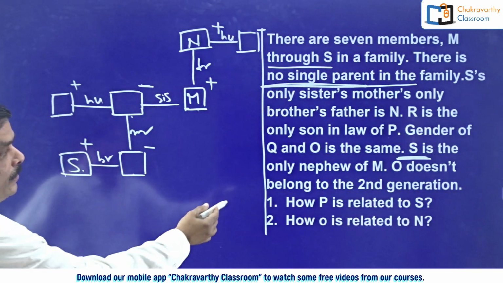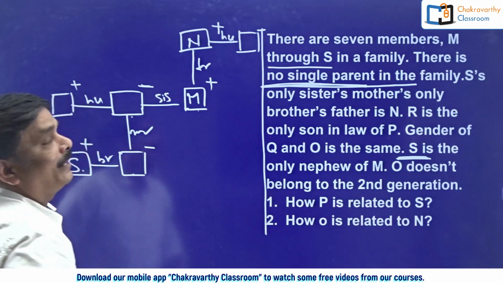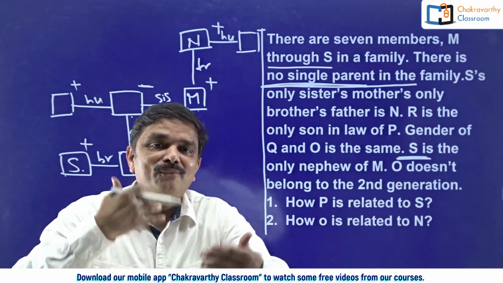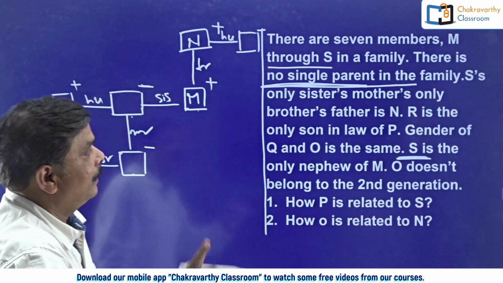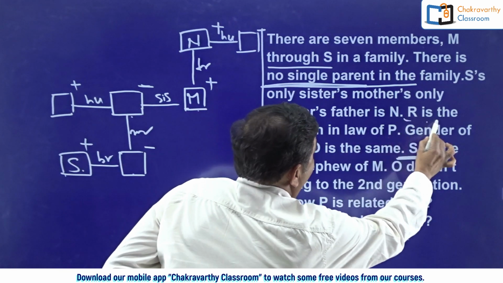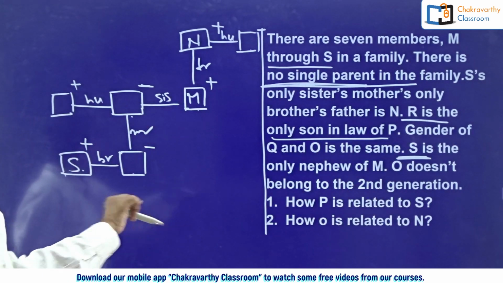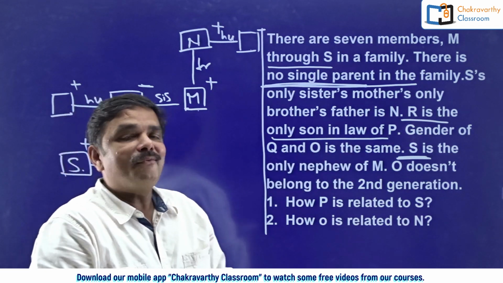Next information you see here: then O does not belong to the second generation. No, I cannot take it. Now many students stop here only and don't know how to go further. You have to relate the information. How is this information? R is the only son-in-law of P. Very useful information. What do you mean by R is the only son-in-law of P?